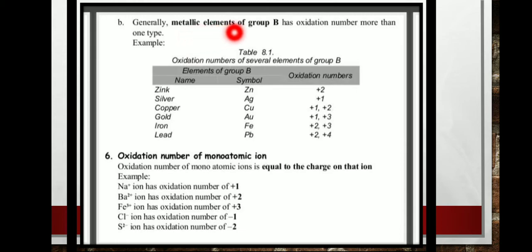Generally, metallic elements of group B have more than one oxidation number: zinc, silver, copper, gold, iron, lead. Zinc oxidation number +2, silver +1, copper +1 and +2, gold +1 and +3, iron +2 and +3, lead +2 and +4. Oxidation number of monoatomic ions: Na+ is +1, Ba2+ is +2, Fe3+ is +3, Cl- is -1, S2- is -2.